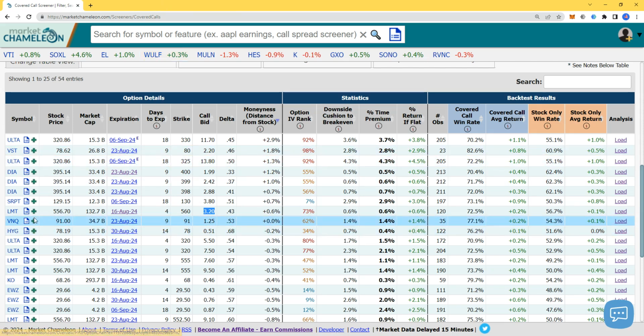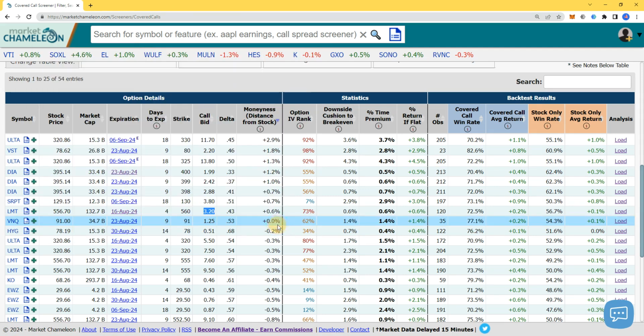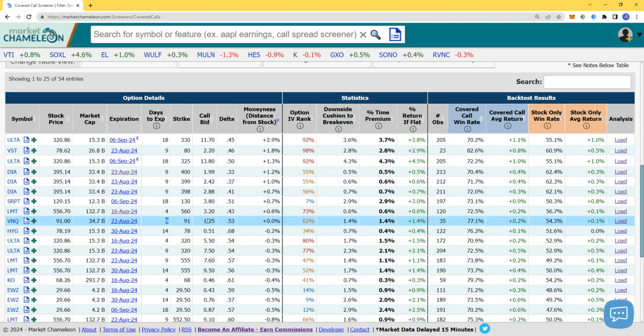VNQ, I think it's like Vanguard something, Vanguard Real Estate ETF, price 91. Expiration in 9 days, and you do those on ETFs, and that's like extra income. That's all it is.